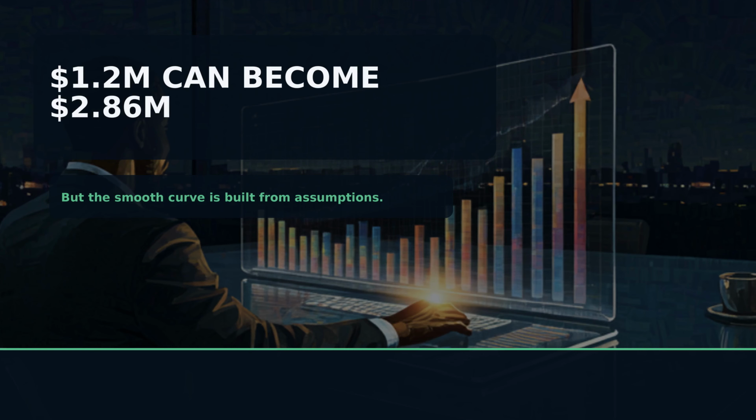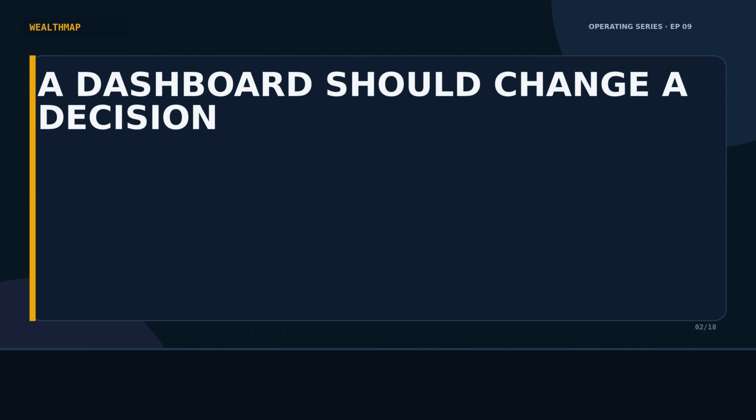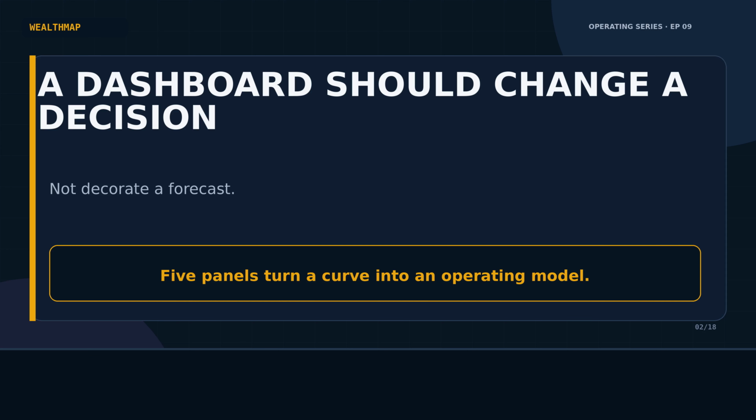$1.2 million, plus $36,000 a year, grows to about $2.86 million in 10 years at an illustrated 7% return. The curve looks inevitable. It is not. A financial dashboard is useful only when it changes a decision. This lesson builds a 5-panel decision dashboard that separates your starting position, contribution engine, assumptions, friction, and life goal.